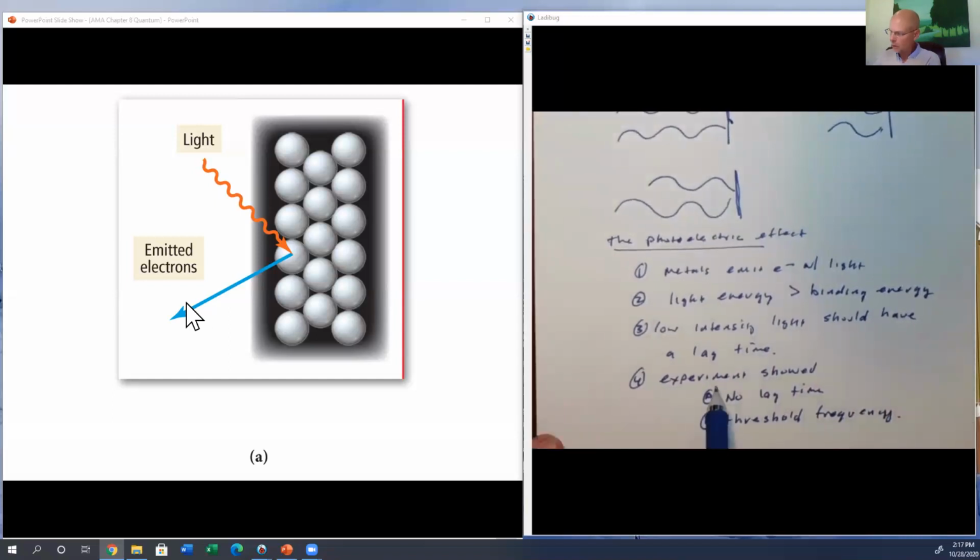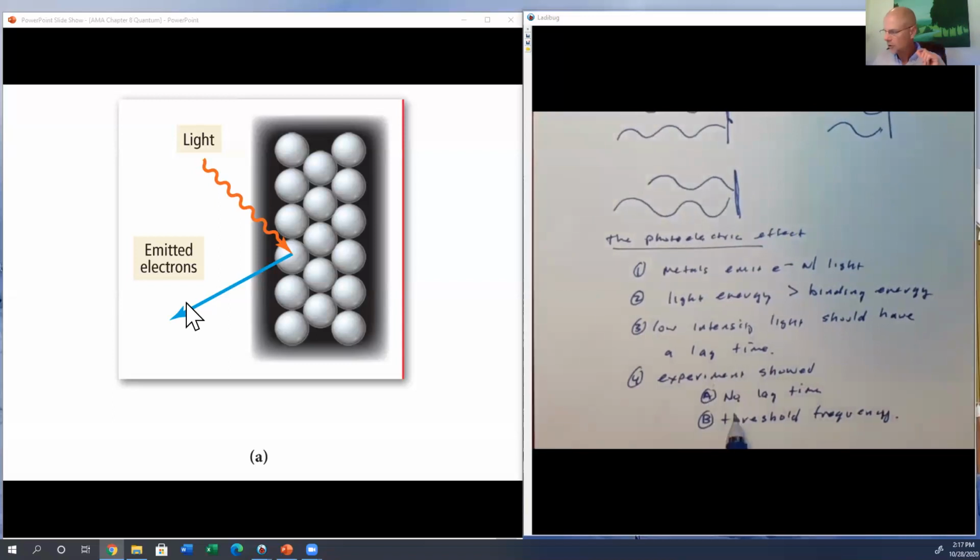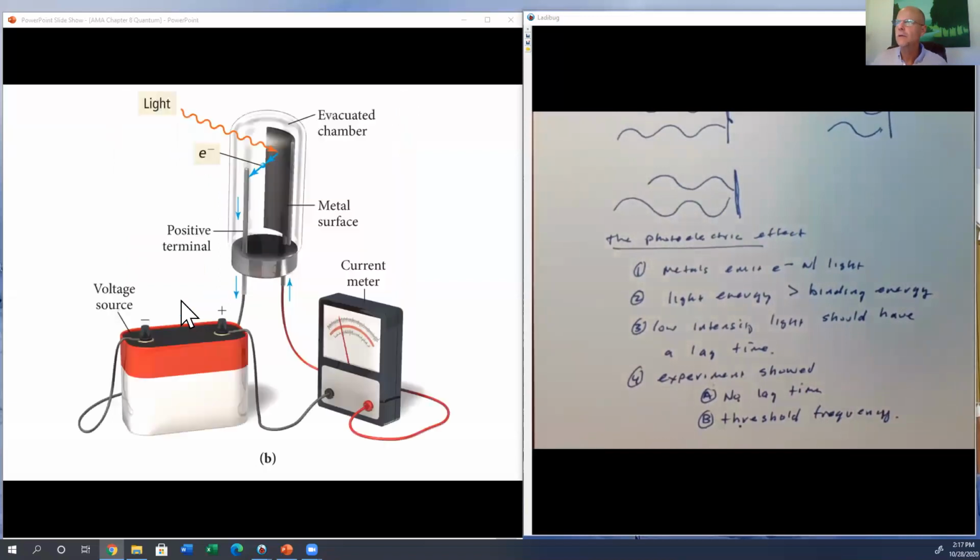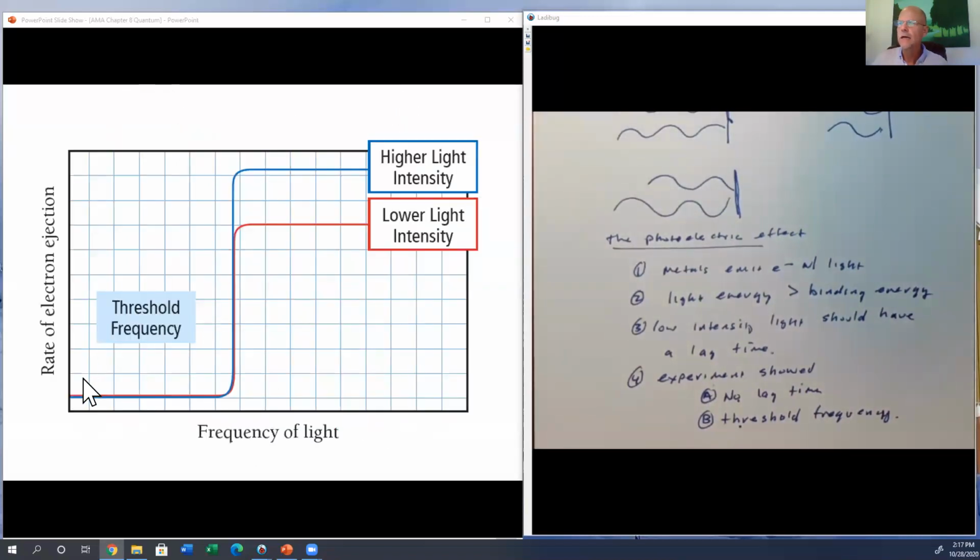So the experiment showed, one, no lag time even at low intensity light, and two, a threshold frequency below which no photoelectrons were emitted at all. So it looks something like this. Here you have frequency of light as a function of how many electrons are ejected per unit time. At low frequency light, it doesn't matter how intense the light was, you wouldn't get any photoelectrons out.